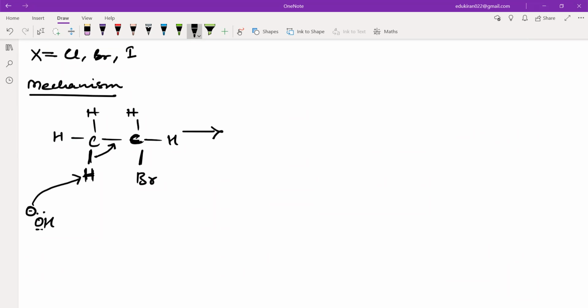It can break the C-H bond or the C-Br bond. So it has a choice: it can break the C-Br bond because it is a weak bond, and the Br will take up the electron. So OH negative attacks on hydrogen. Hydrogen gives the electron to carbon. When carbon forms a bond, it cannot form 5 bonds. That is why the Br negative ion leaves. So you will get an intermediate state in which you will have a transition state.